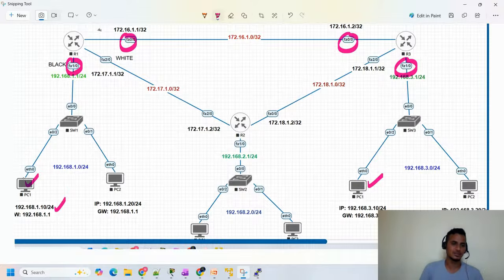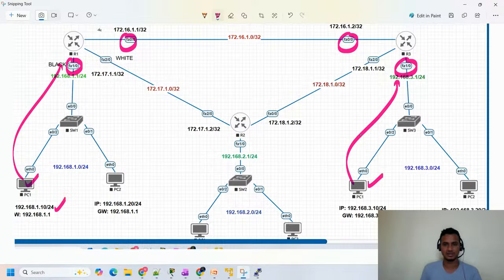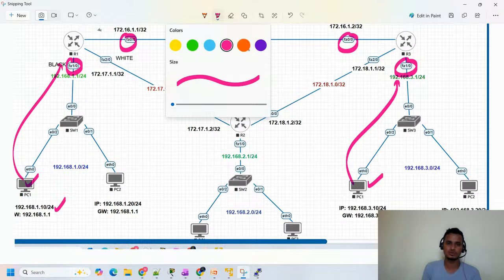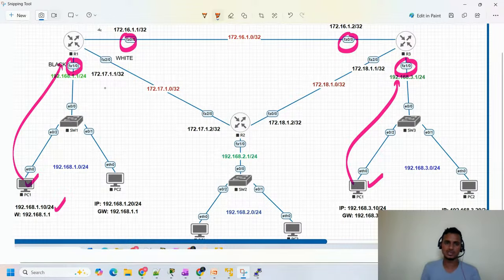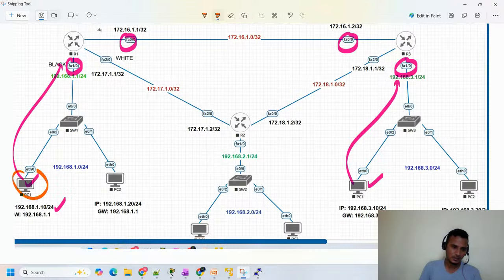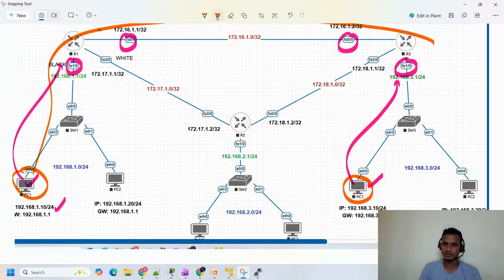First, once we assign the IP address, we'll try to ping the default gateway. We'll verify things. Here also we will try to ping towards our default gateway. Once the default gateway ping is done and things are good till here, then we will try to communicate from this laptop to this laptop. We'll see whether it is going to work or not.